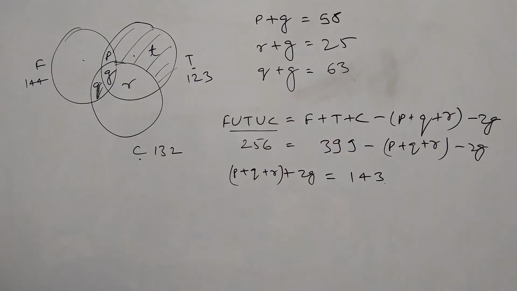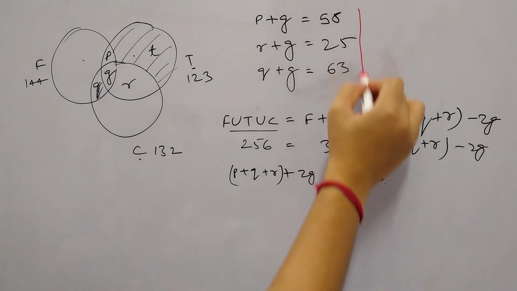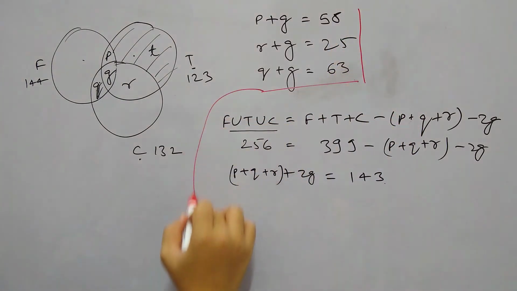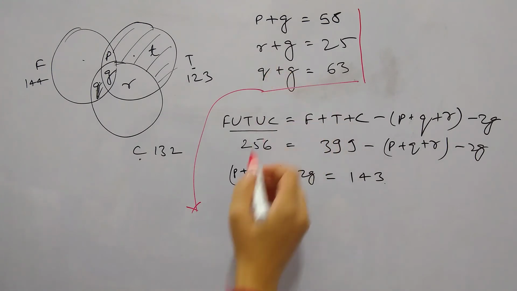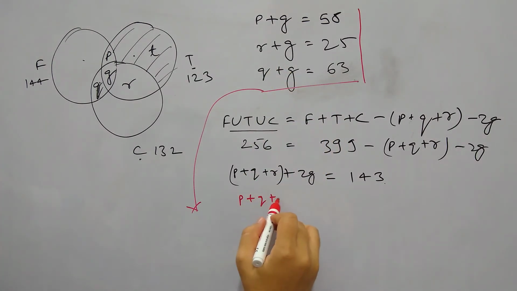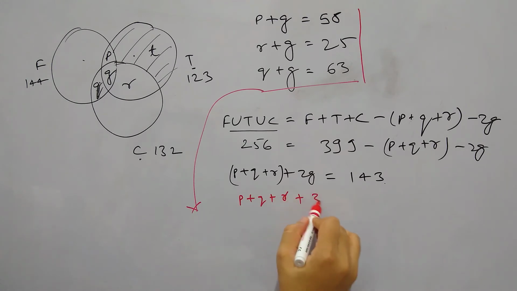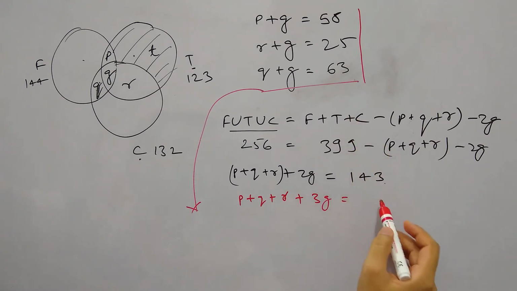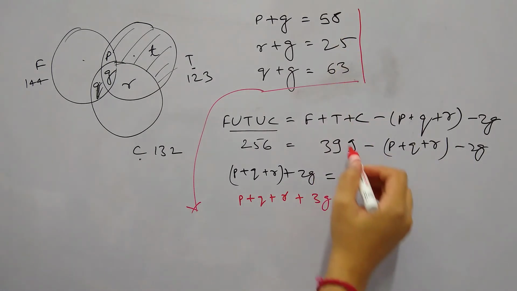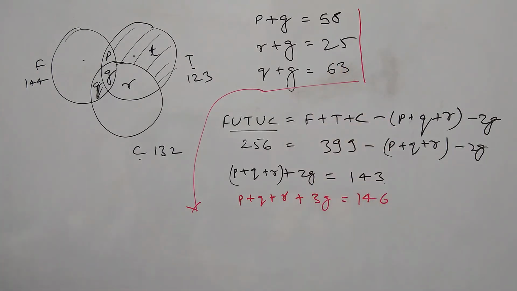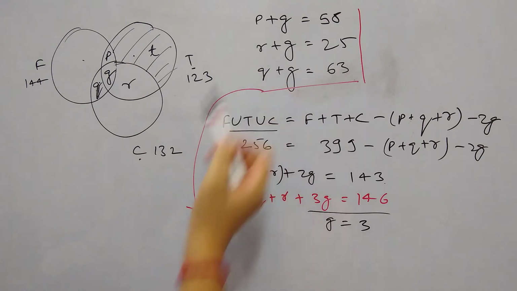And now if we add these three equations, these three we got, then it's P plus Q plus R plus 2G, which is 58 plus 25 plus 63, that is 146. So from these two equations we can see G is 3. So now we have got the value of G. From all these three equations, if we put G, we can get P, Q and R.